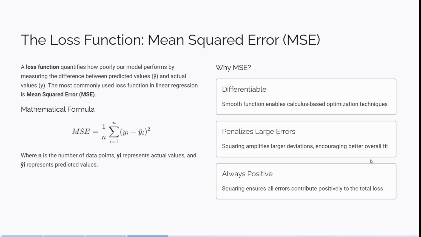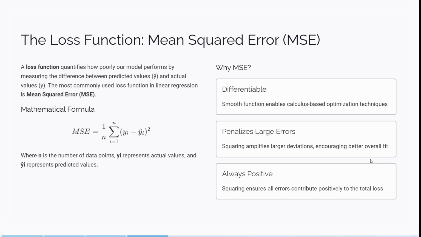A loss function quantifies the error between our model's predictions y cap and actual values y. In linear regression, we typically use mean squared error or MSE. The formula is MSE = 1/n × summation of (yi − yi cap) whole square.